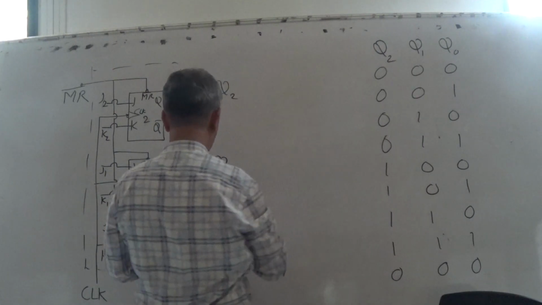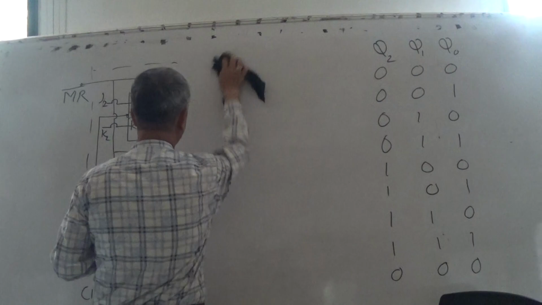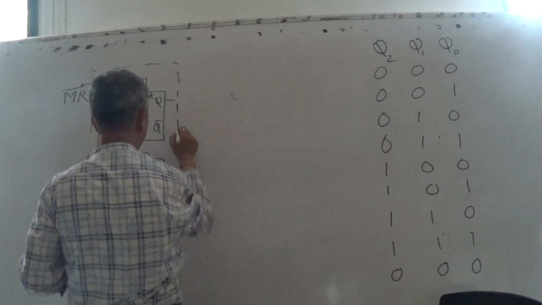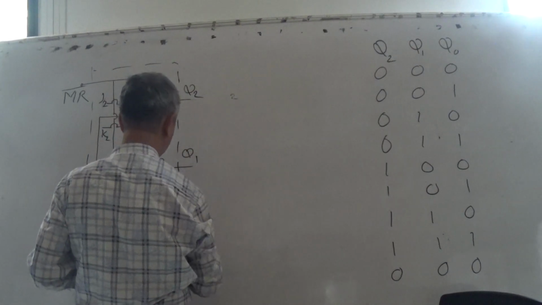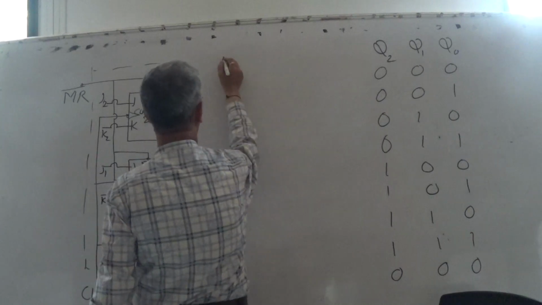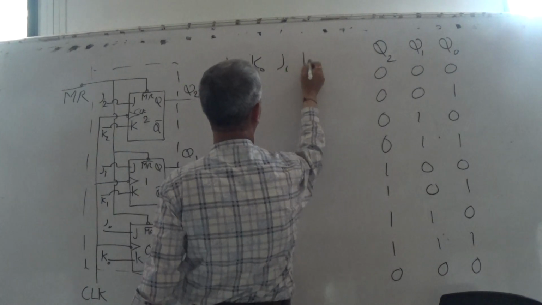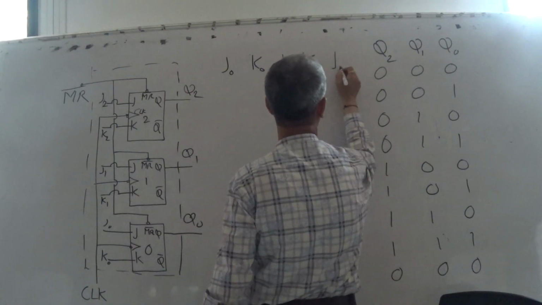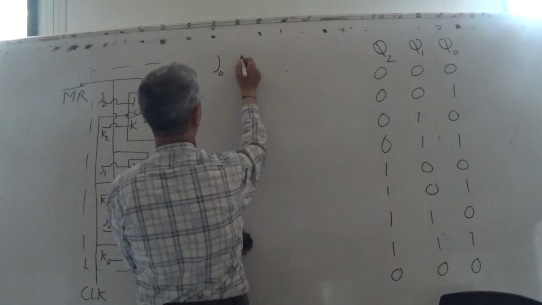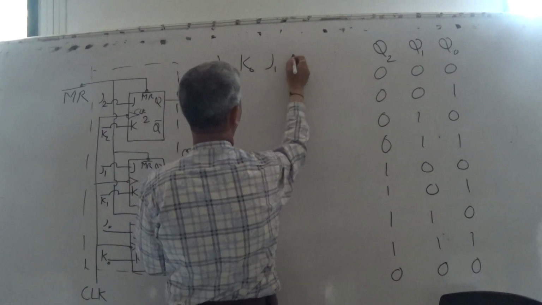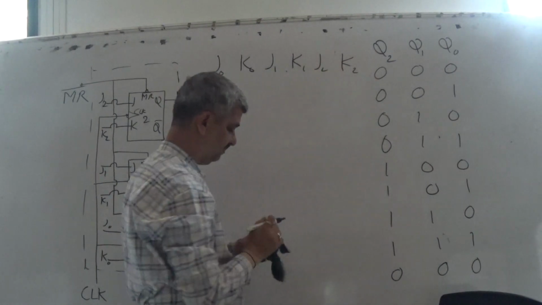Where what I will do, now I will simplify. Each time I will not connect gates and show you the diagram. Simply, this is Q2, this is Q1, this is Q0. So what should be J0, K0, what should be J1, K1, and what should be J2, K2, that I will prepare. So what should I have?